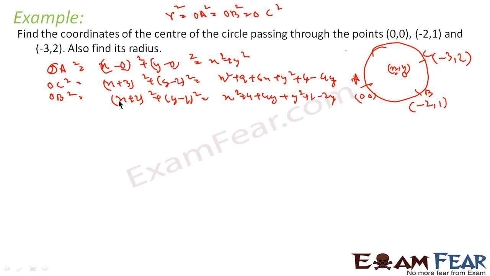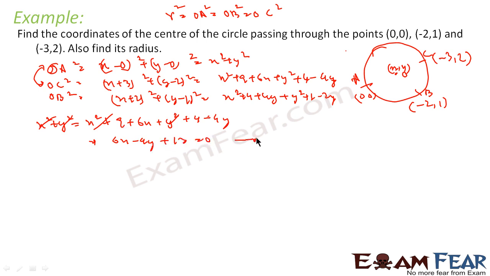Correct? Now we can equate OA square is equal to OC square. So once we do that, we'll get x square plus y square is equal to x square plus 9 plus 6x plus y square plus 4 minus 4y. x square, y square cancel. So what we get in this case is 6x minus 4y plus 13 is equal to 0.